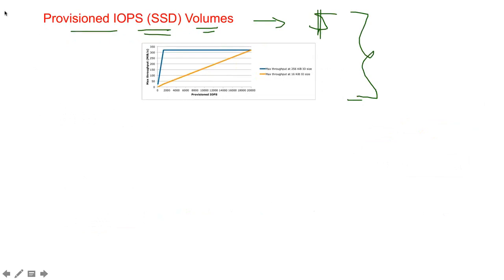Already I've discussed IOPS in the previous slide. IOPS stands for input output performance, which means how much data we can read and write on the volume within a second. So it stands for input output performance.